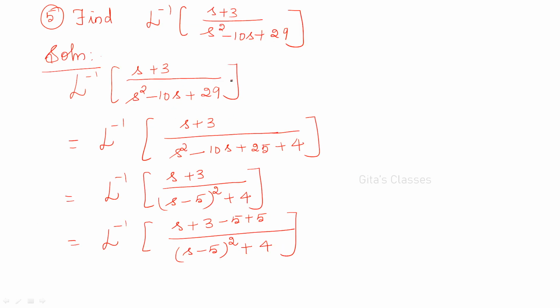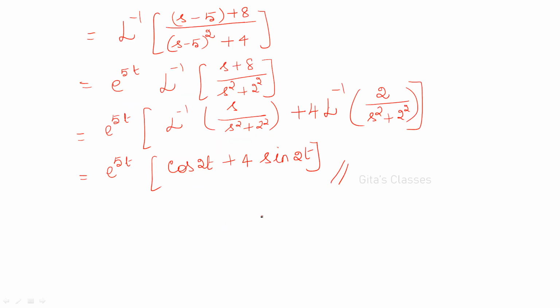So next is again a similar question. So here you have 10. 10 means 2 into 5, right? So 5 squared. This should be separated, split it as 25 plus 4. That's what I have written here. S squared minus 10s plus 25 plus 4, s minus 5 the whole square. Again in the numerator you have s plus 3. So I want s minus 5. So minus 5 plus 5. So s minus 5 plus 8 and split them.